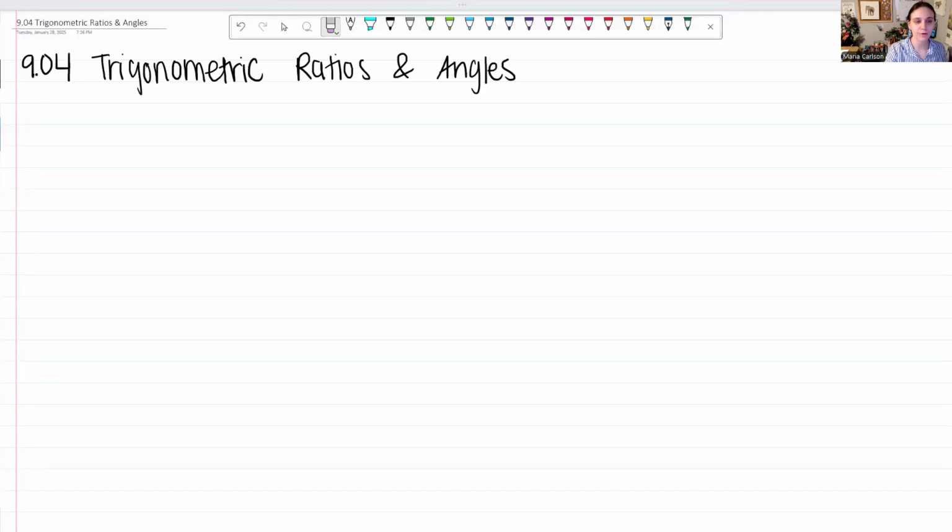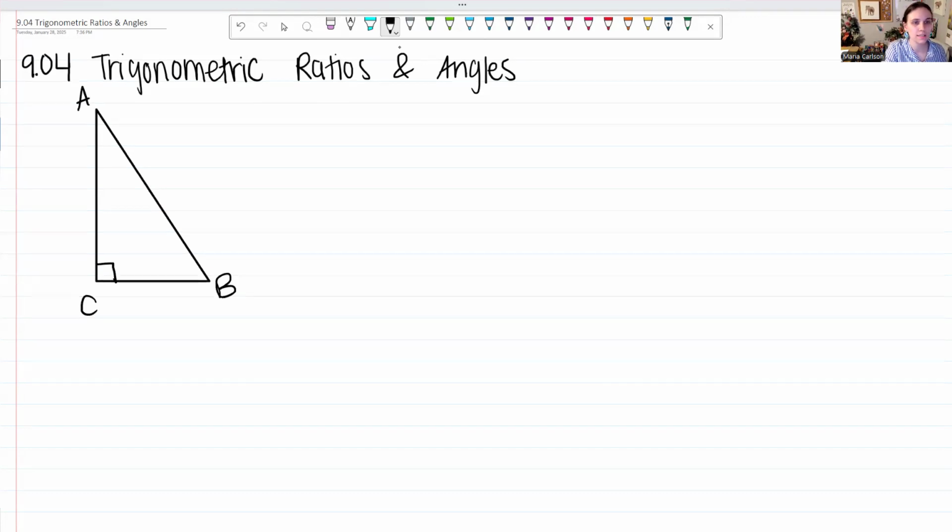Everybody, in this video, I'm going to go through our lesson on trigonometric ratios and angles. And the first thing I want to do is have us talk about a right triangle, those trig ratios, and how we use the trig ratios to find angles. So here's our right triangle. This can be A, B, and C.